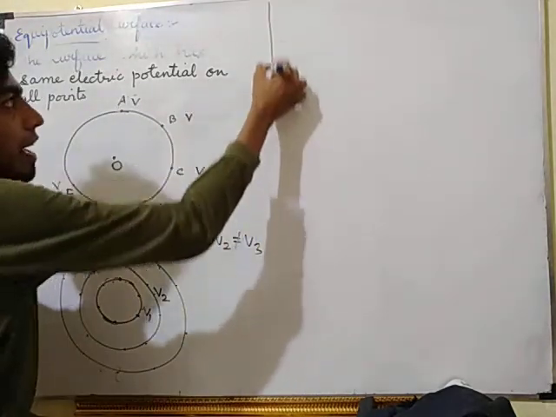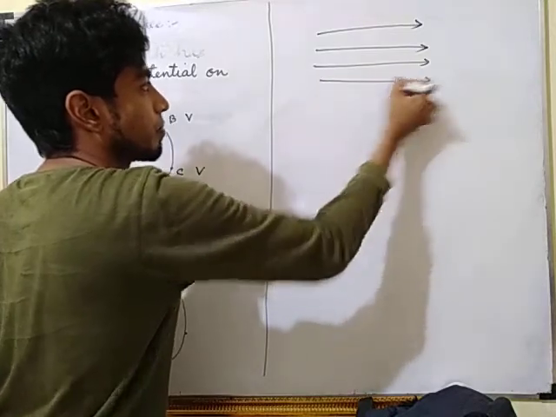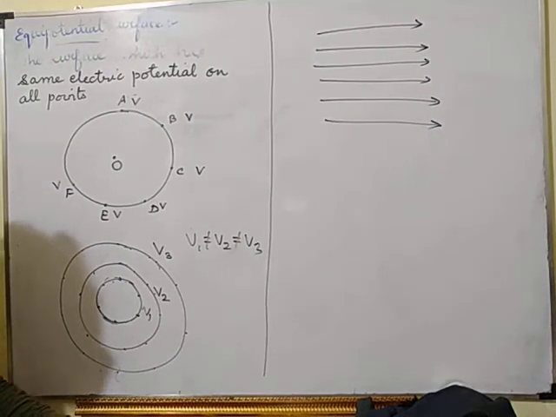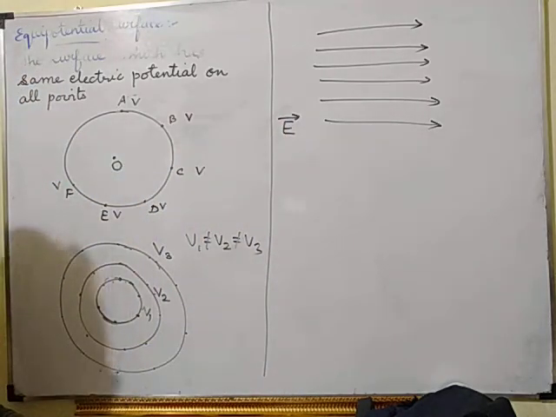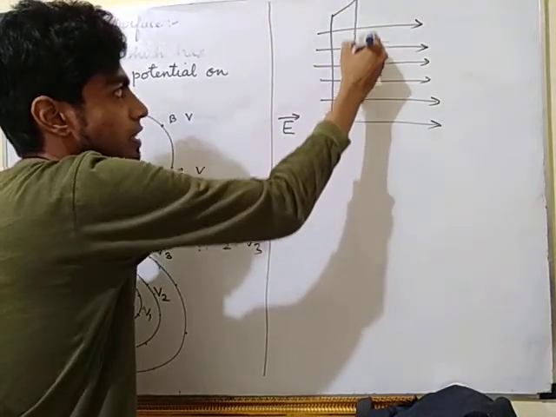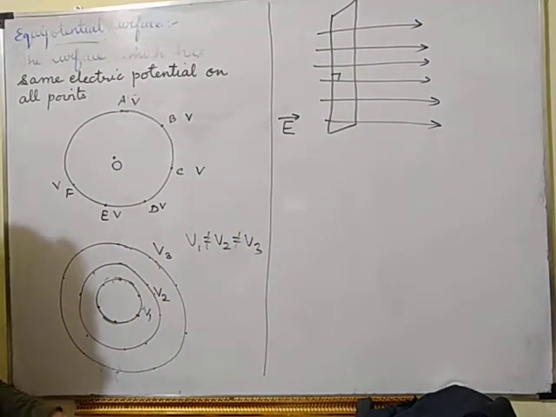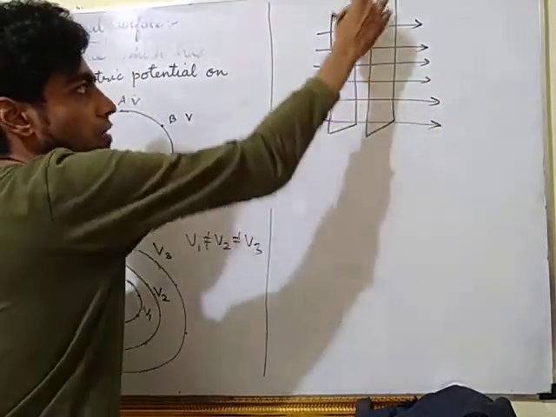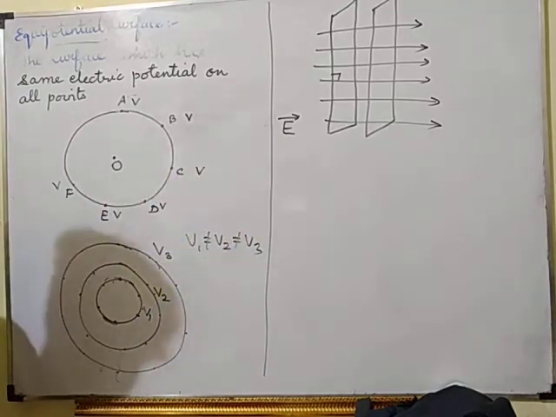Suppose we are having a uniform electric field. Uniform electric field means we will be representing it like this. So for the uniform electric field, how will the equipotential surface be? For the uniform electric field E vector, the equipotential surface will be in the form of a plane sheet, and the sheet will be perpendicular to this electric field. So for the uniform electric field, the equipotential surface will be in the form of a plane sheet and it will be perpendicular to the electric field.